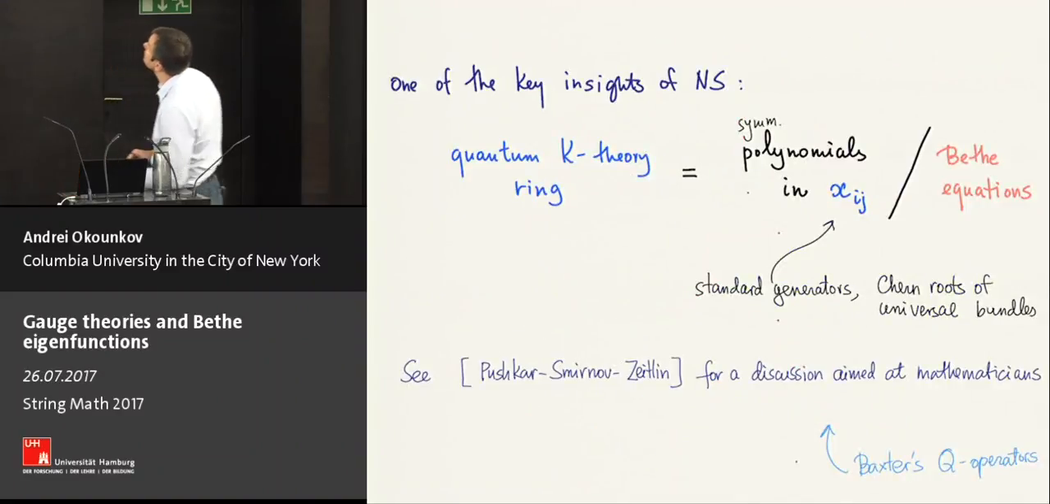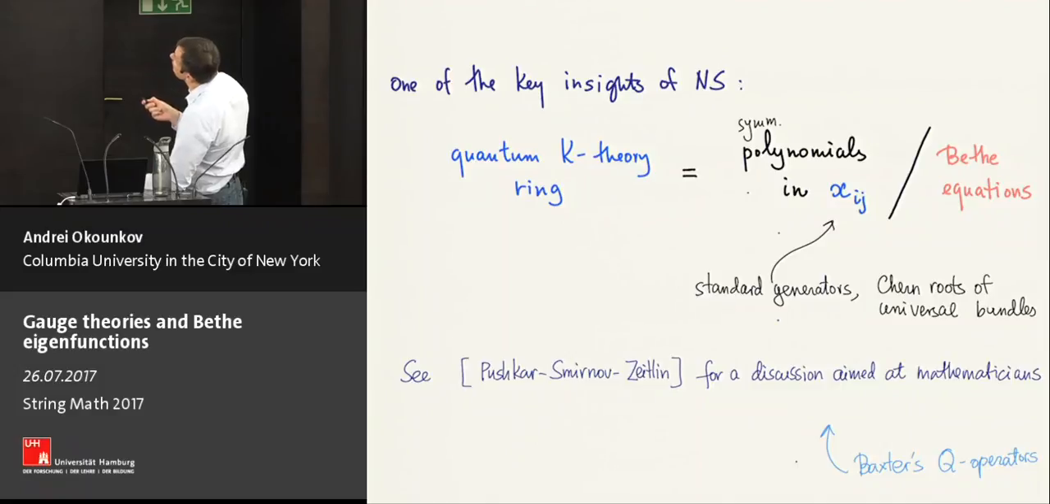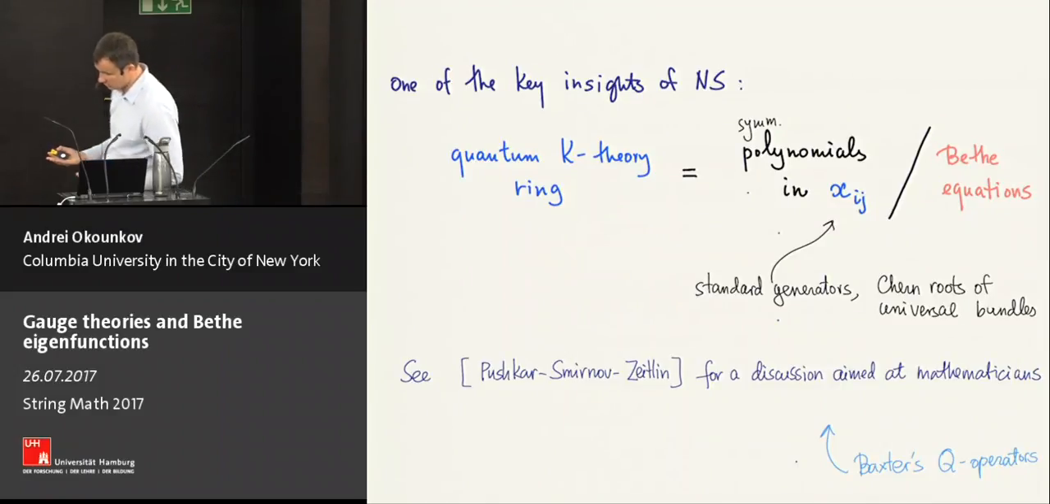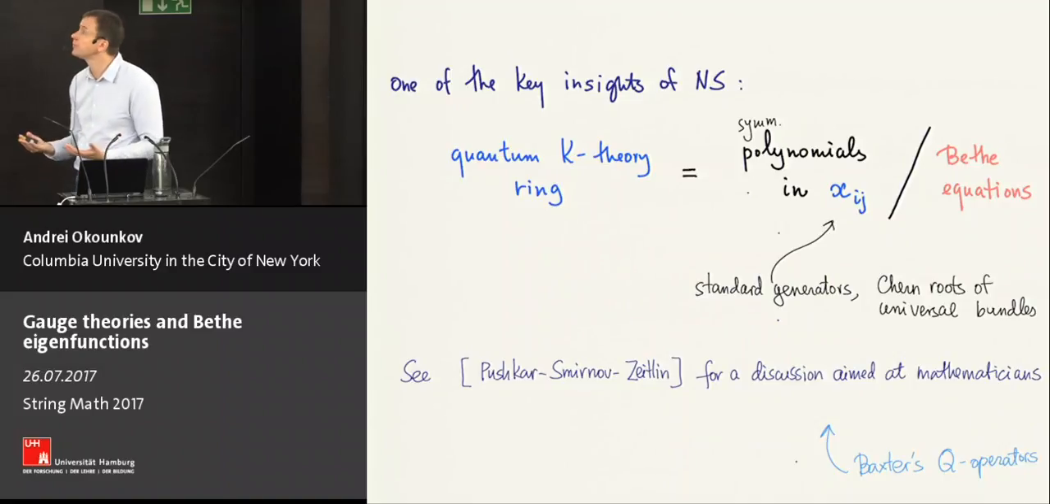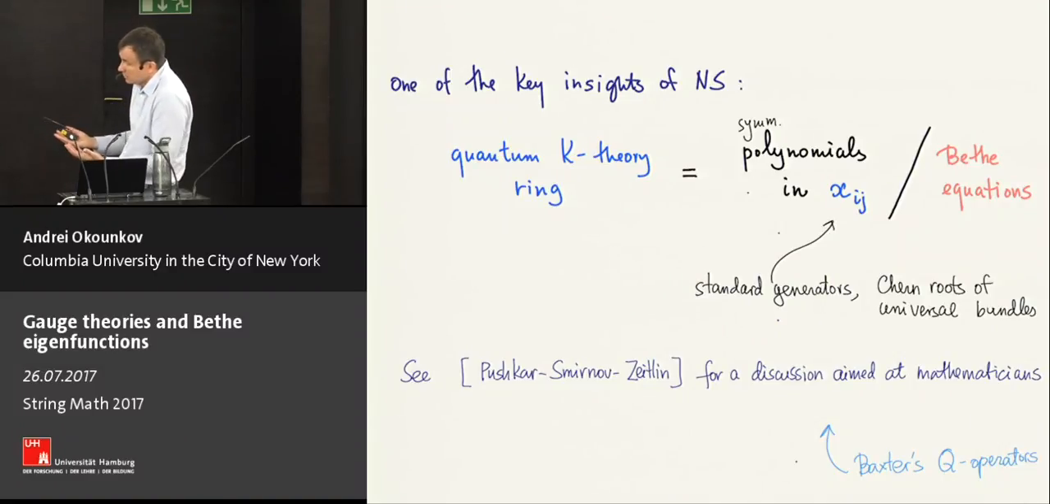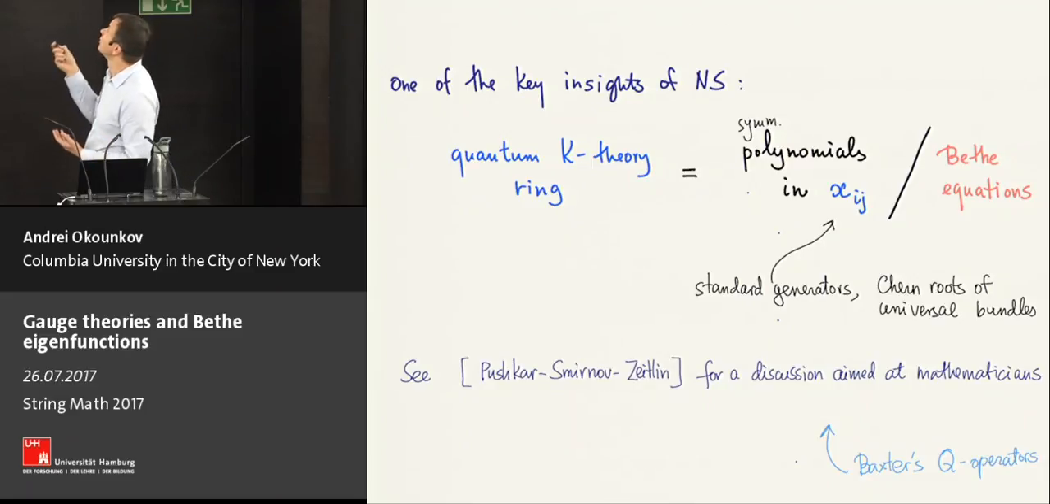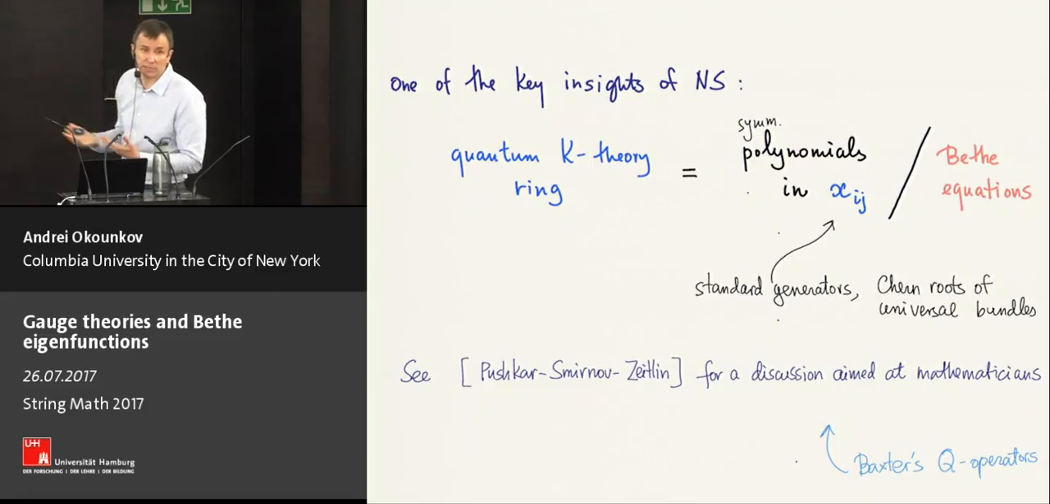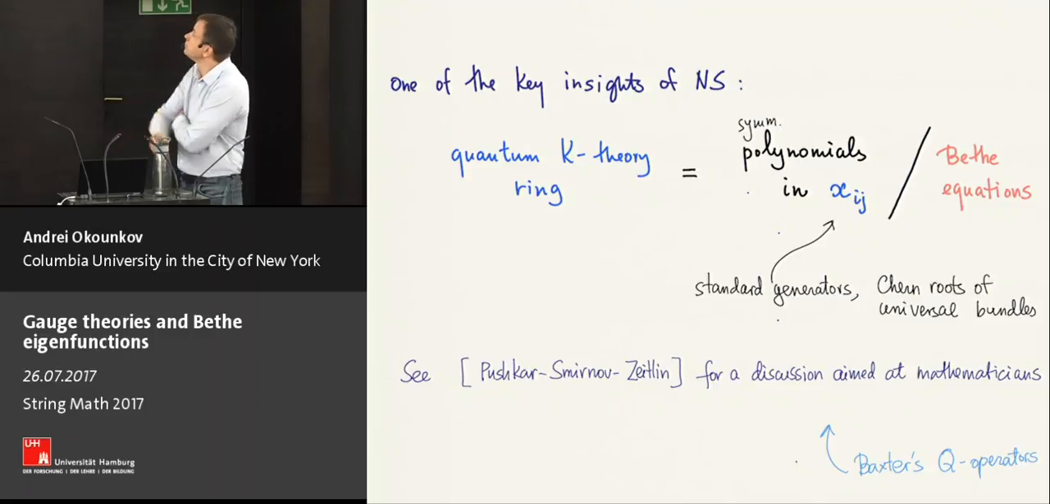And to continue with the insights of Nekrasov-Shatashvili, they say that quantum K theory, which records the spectrum of the problem, is identified with the quotient of these polynomials in Bethe roots by the Bethe equation. In other words, they explained how the Bethe equation appeared in this situation.